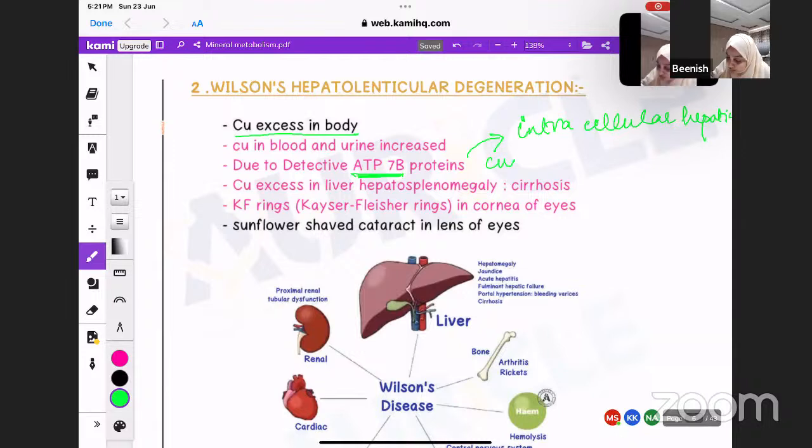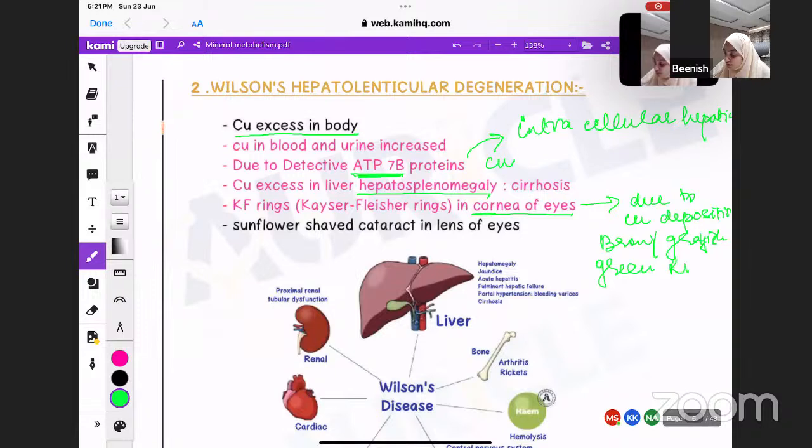So you can see hepatosplenomegaly here, cirrhosis here. This is all because of excess copper. Also, another important feature is your KF rings. What is that? That is Kayser-Fleischer rings present in the cornea. So these are actually due to copper deposition. Due to copper deposition, these are brown or grayish green rings in the cornea, okay, surrounding the iris.